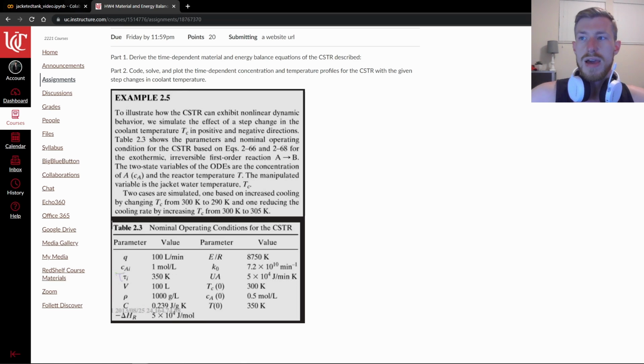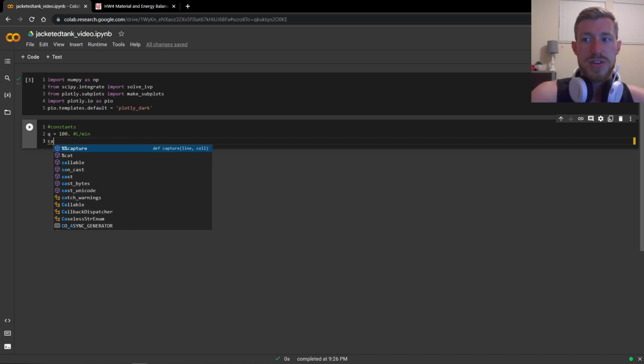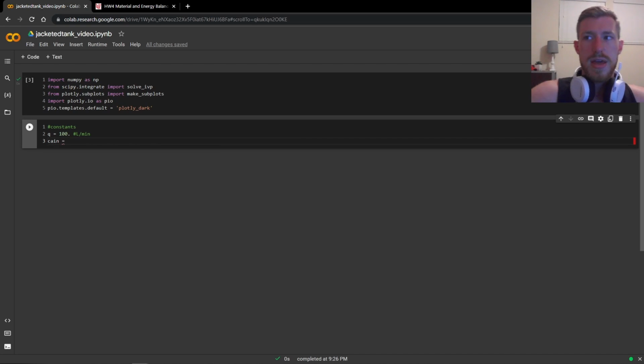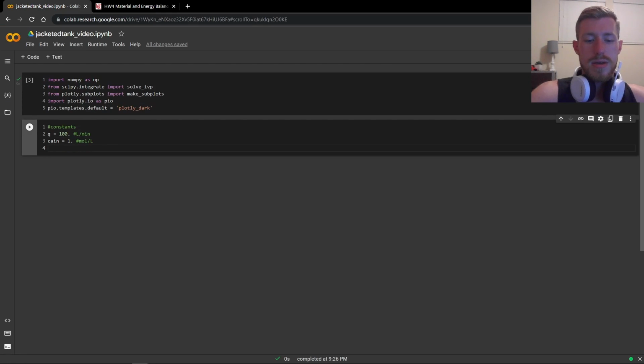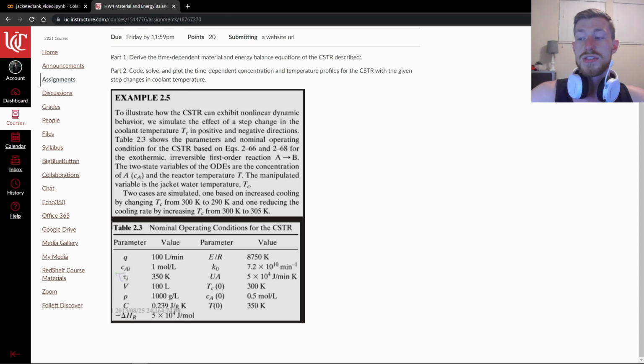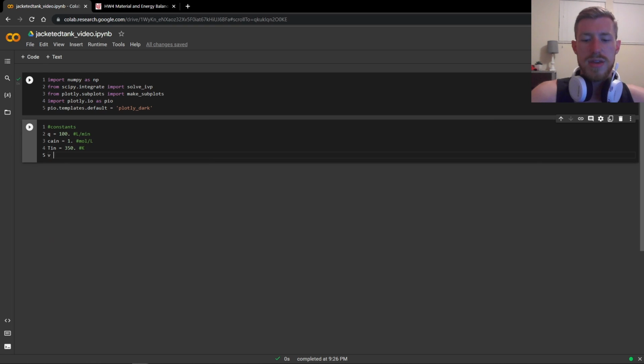Next up, we have the concentration of A of the water that's flowing in. So we're going to call that CA_in, concentration of A in. It was 1, and that was in mole per liter. Next is the temperature of the water that is going into the system that's carrying all that initial concentration of A. So that's 350 Kelvin. So we'll make T_in, set that equal to 350, and we'll notate right here that it is in Kelvin.